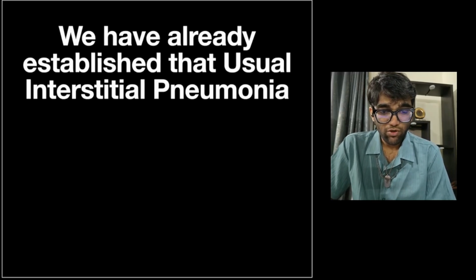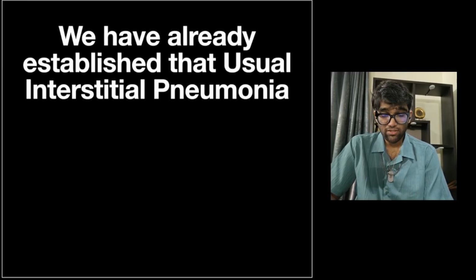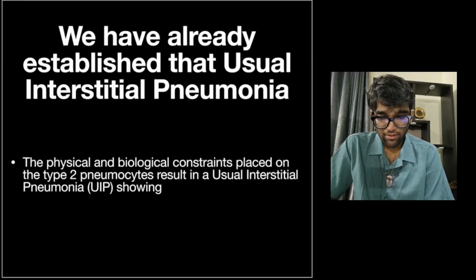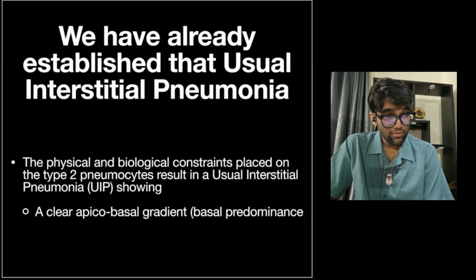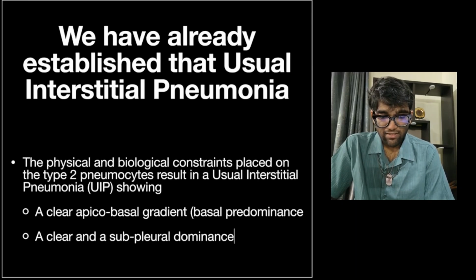Okay, so we've already established in our previous discussion that the usual interstitial pneumonia pattern results from the physical and biological constraints that are placed on type 2 pneumocytes. That was what we discussed last time, and this results in a clear apicobasal gradient, that is basal predominance, and it results in a clear subpleural dominance of the pathologies. Okay.